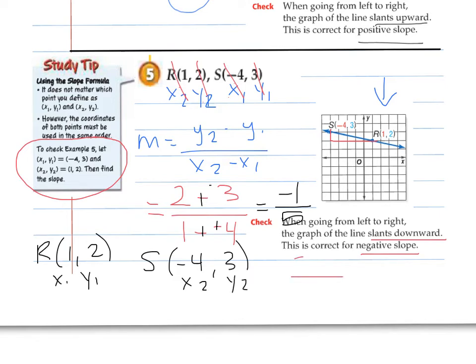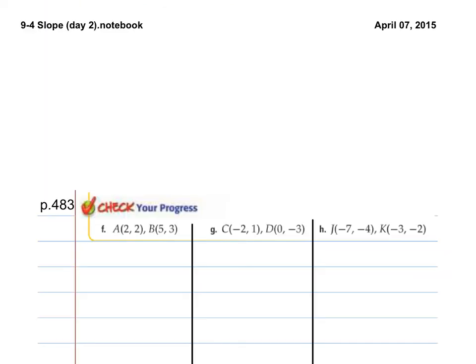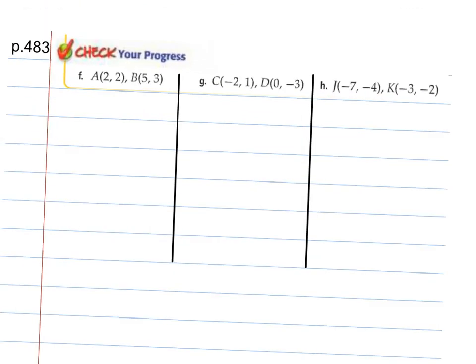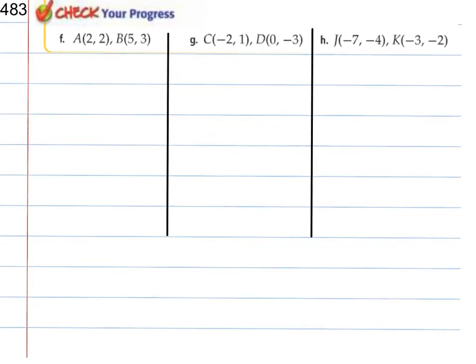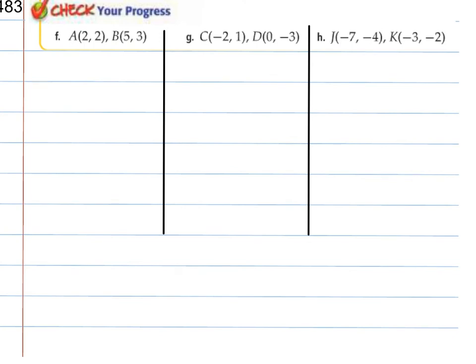So say I did 3 minus 2 over negative 4 minus 1. Notice I still end up with 1 over negative 5. It's still negative 1/5 no matter what. Okay? But you have to keep them together. So you can check your progress on these 3, and then we'll do more with the table as well next time. So pause and try these and then come back and check them.